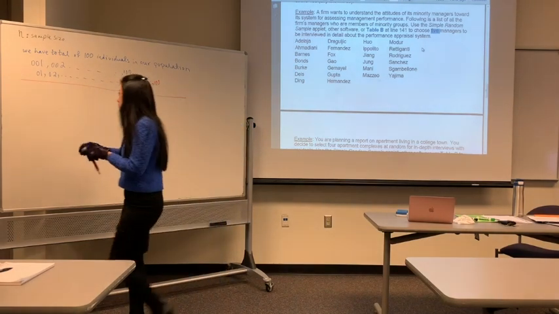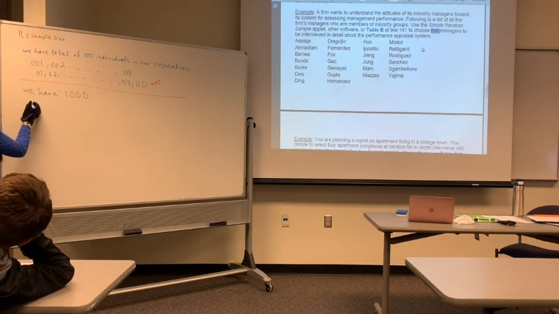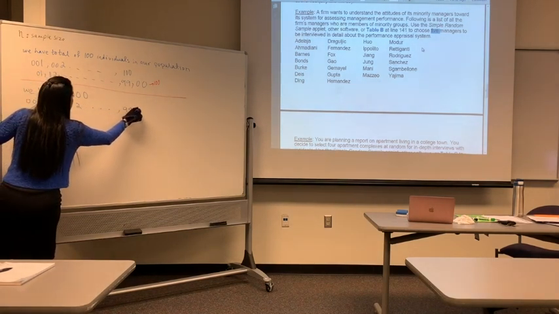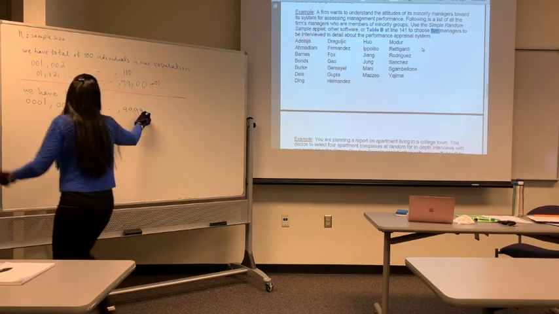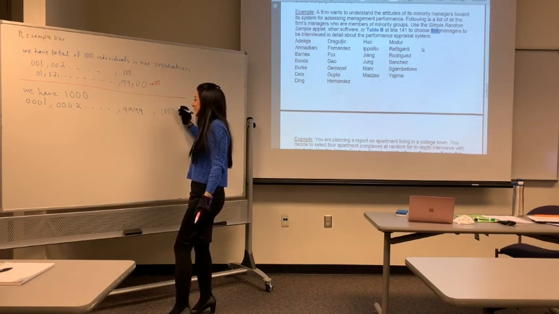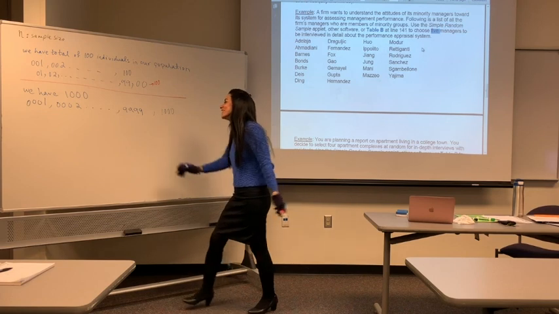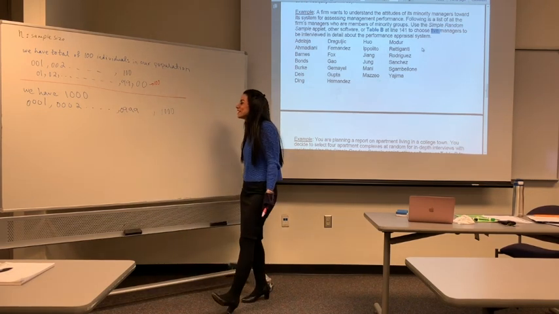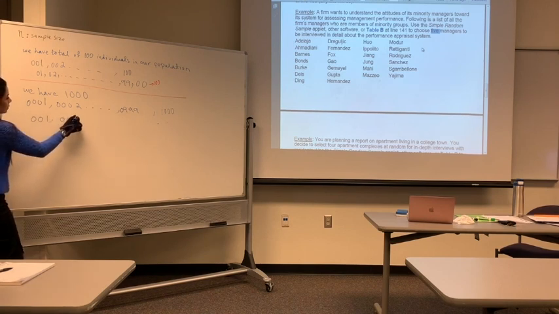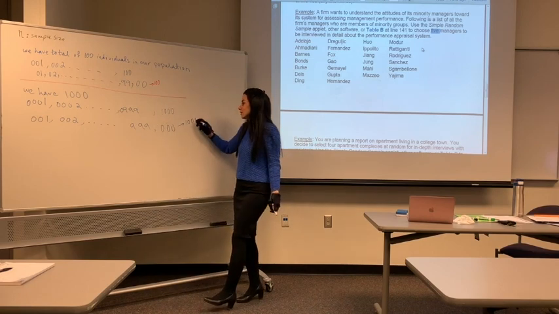So now, let's say we have 1,000. So the normal way you would say is 0001, 0002, up to 0999. It's difficult. Now we can say 001, 002, up to 999, and 000 as 1,000. Right?